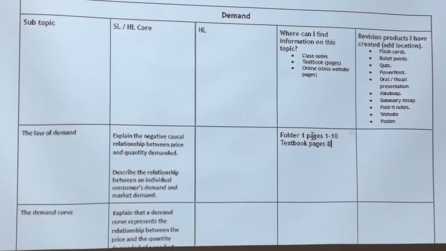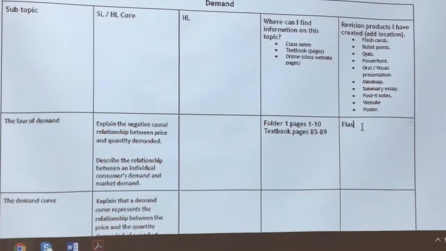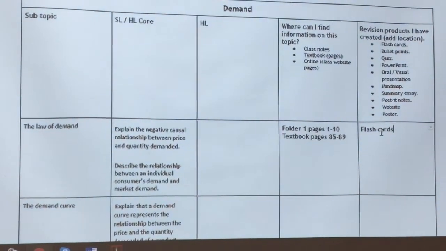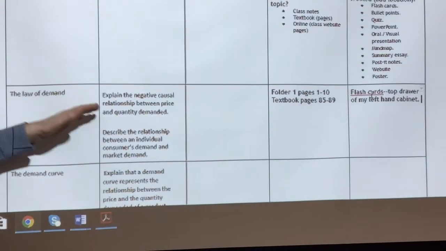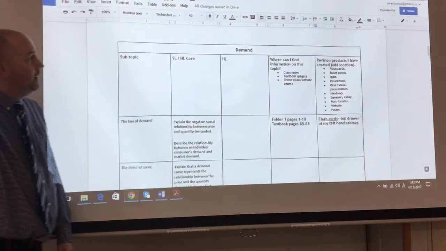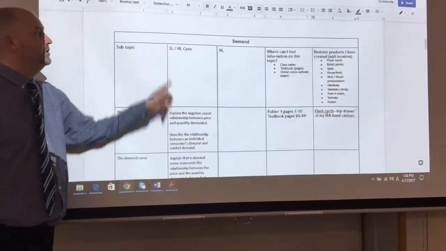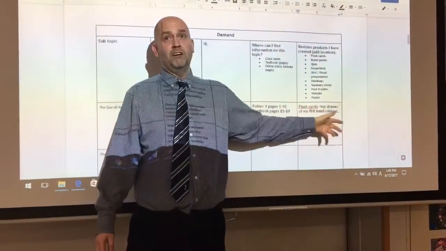textbook, pages 85 to 89, and from that, maybe you decided, well, I'm going to use flashcards here, okay? And you might even go further and say top drawer of my left hand cabinet. So what you're doing is you're just writing on here where everything is, and then you don't need to start from scratch every time you think you have to go back to economics. You've got the topic, got the command term straight from the IB there, you know what part of the course it relates to, you know where the information is, and then you've got your product that you can then pull out.